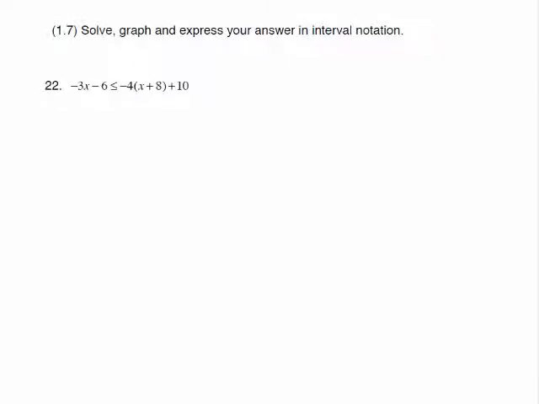This is part 3 to test review number 1. Section 1.7 is all about inequalities. This number 22 is just your basic inequality. With this kind of inequality, you want to clean up each side first.